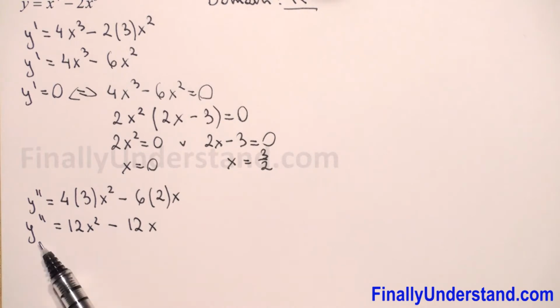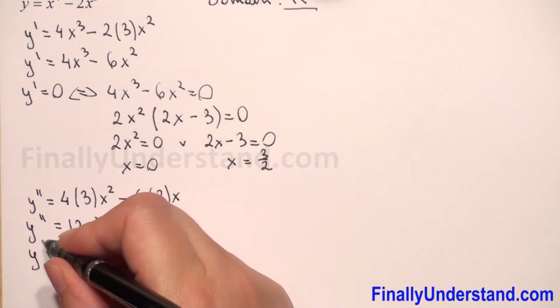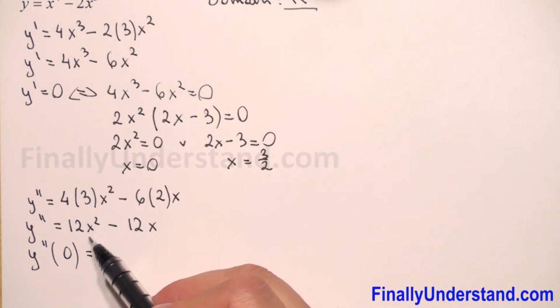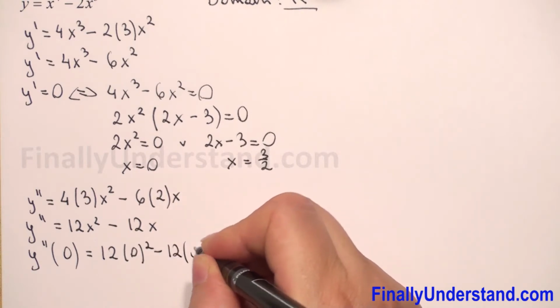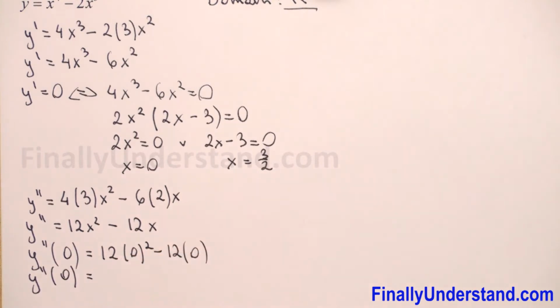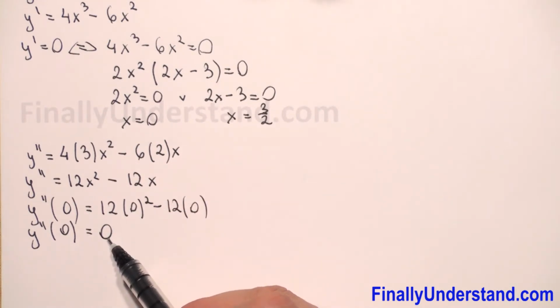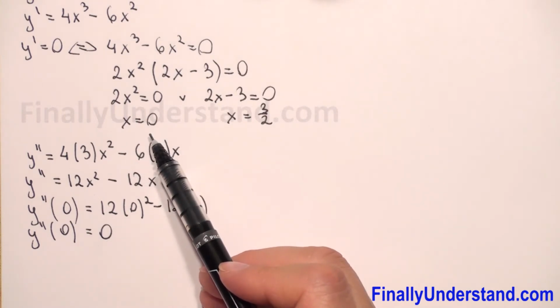Now that we have the second derivative, we have to check its value for x equals 0 and 3 over 2. So y double prime of 0: we just replace x by 0, so it will be 12 times 0 to the second power minus 12 times 0. We see that the second derivative for 0 is equal to 0. So we cannot say whether it is positive or negative. So for x equals 0, we don't have a minimum or maximum.